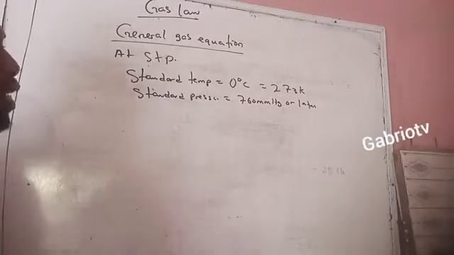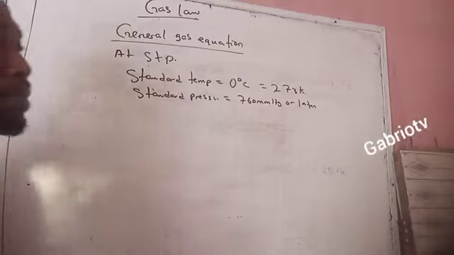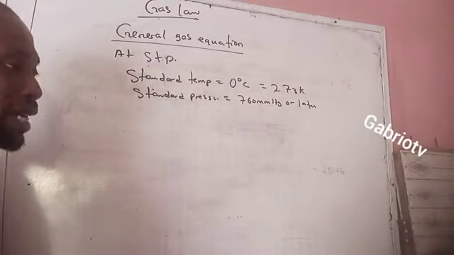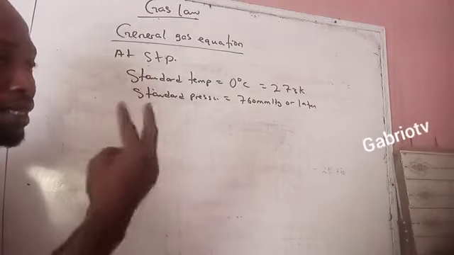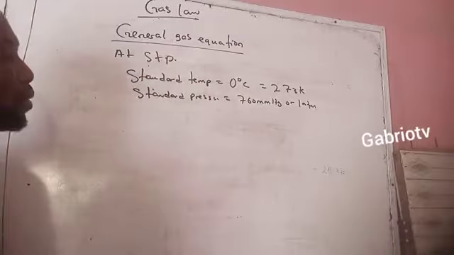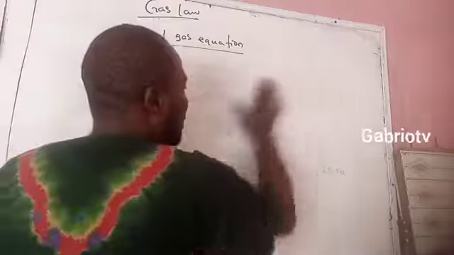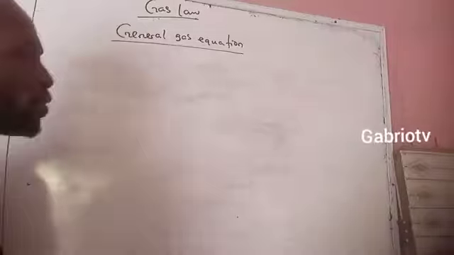So in a situation whereby you see that you have a question at STP, it's just straightforward. It means that automatically two things have been given to us at STP: the standard temperature and the standard pressure. It's as simple as that. So let me give you a question that involves you calculating at STP. It's going to be very straightforward.